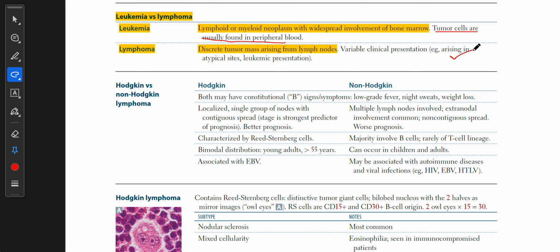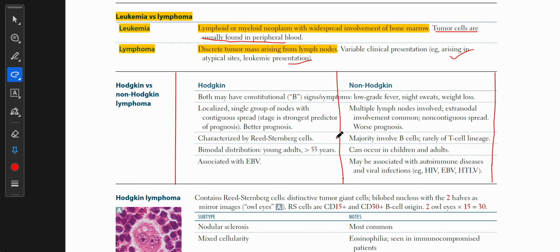It can arise in atypical sites. Leukemic presentation can occur in lymphoma. So for lymphoma, there are types, that is Hodgkin lymphoma and non-Hodgkin lymphoma. These two differences are very important. If you can remember only one topic in WBC literature, then you have to choose this one. This is that much important.